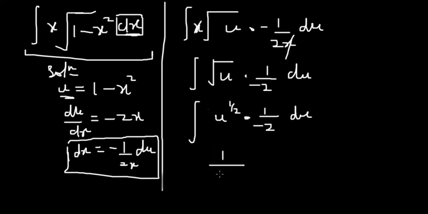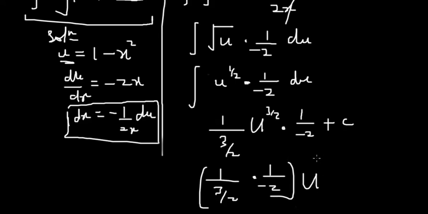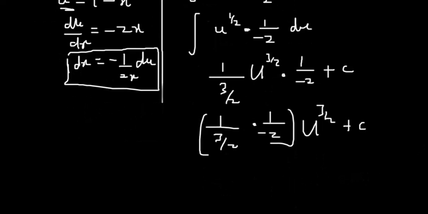As we know, when you integrate u exponent 1 over 2, you end up with 1 over 3 on 2 multiplying u exponent 3 over 2, and then you multiply that by 1 over minus 2 plus C, because we are integrating. So from here you can simplify this to give 1 over 3 on 2 multiplying 1 over minus 2, put that in bracket, and then you have u exponent 3 on 2 plus C.